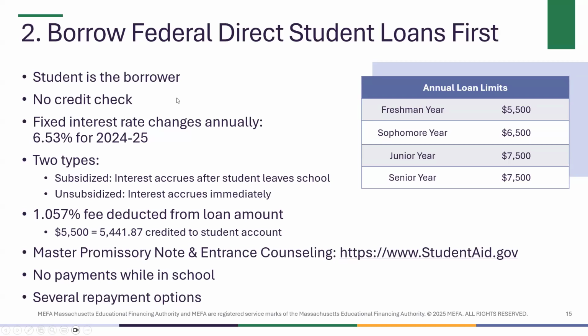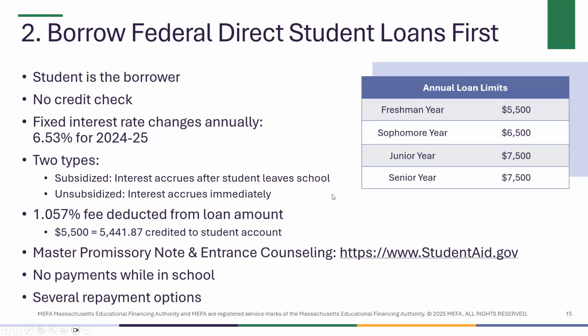But the credit check is not a problem for students. They can take out the loan. There is no credit check, and they can be the student borrower on the loan without a cosigner. So it is a really nice way for students to take on some of the borrowing responsibility, have a little skin in the game, so to speak. The interest rate for this current year is 6.53%. We expect that rate to go down a little bit for the upcoming year.